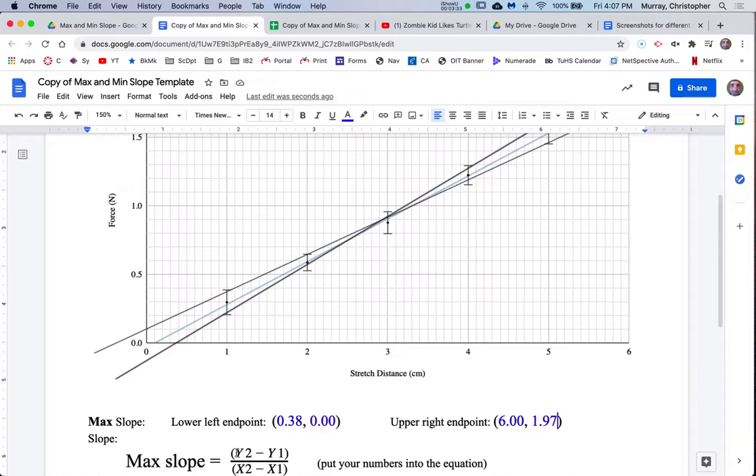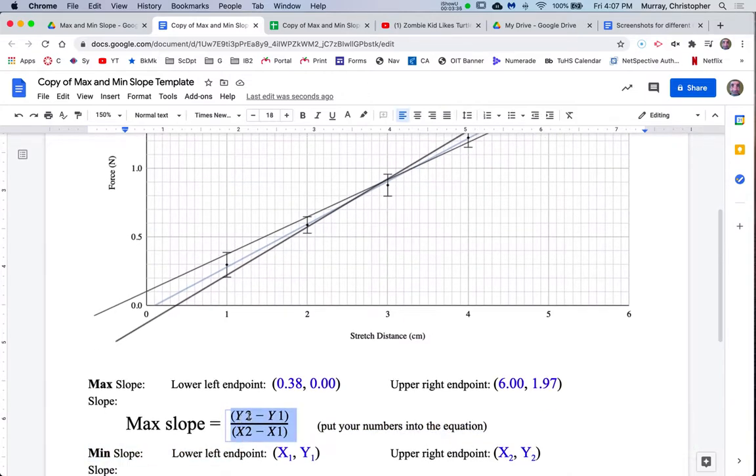So now I'm just going to do this, right? I'm going to say 1.97 minus 0.00, right? And then the x is 6.00. And do the sig figs like that, because if you read them off the graph, and then 0.38. I mean, the zeros are a little ridiculous, right?